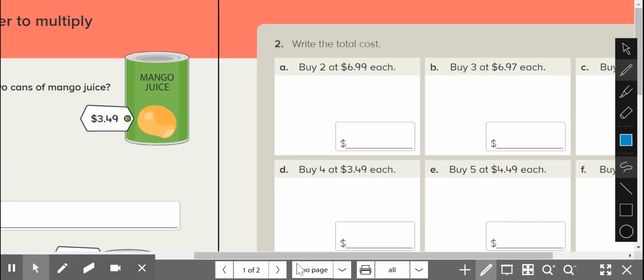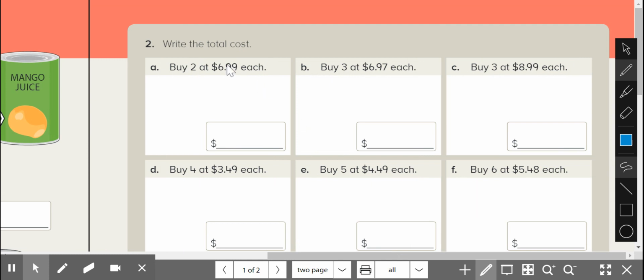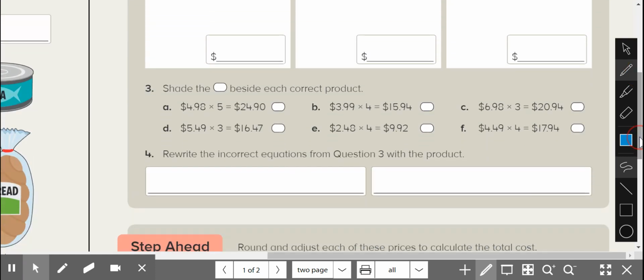And let's take a look. Oh, all right, it just tells us to write the total cost. You should be thinking about what you're doing, and then make sure you're writing it in here. There's space for you to be able to write your equations if it helps you out. This number 3 says shade the circle beside each correct product. Oh, very good. So $4.98 times 5.